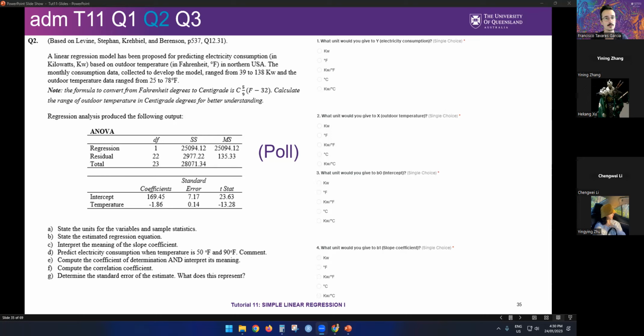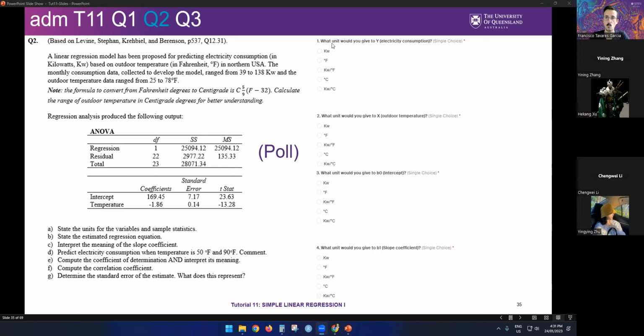Our Y, oh no, sorry, I said the wrong thing. Our Y is 39 to 138, and the outdoor temperature data ranged from 25 to 78 Fahrenheit. Fahrenheit is the temperature people use in the US and maybe a few more places, probably mostly the US. There is a little formula to transform to Celsius if you would like, but it's irrelevant for our exercise, okay?